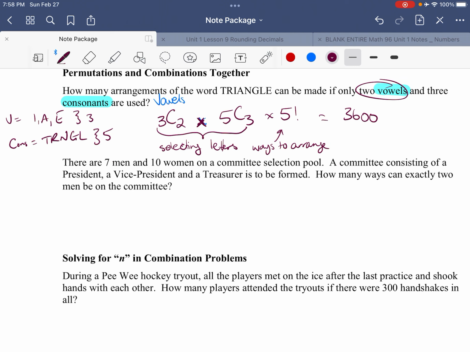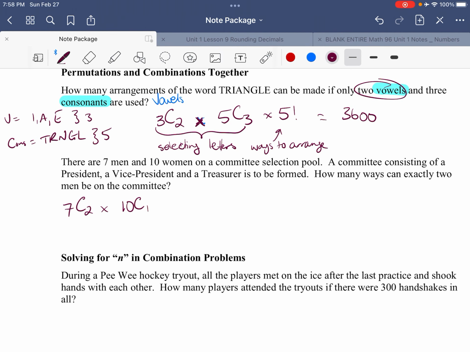10 men, 7 men, 10 women. We need to select president, vice president, and treasurer. How many ways can exactly 2 men be on the committee? Okay, well, we need to select 2 of the 7 men. So 7C2. That means we need to select 1 woman. So this is select 2 men, and by default we have to select 1 woman. Okay, then we need to assign their roles. So there's 3 factorial ways to assign their roles, and that gives us 1260.